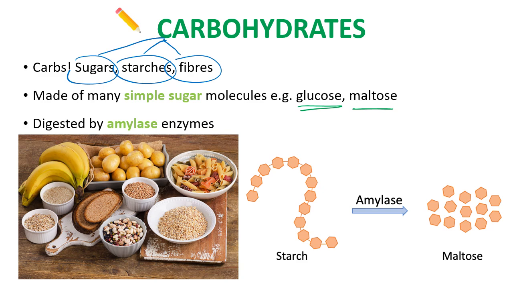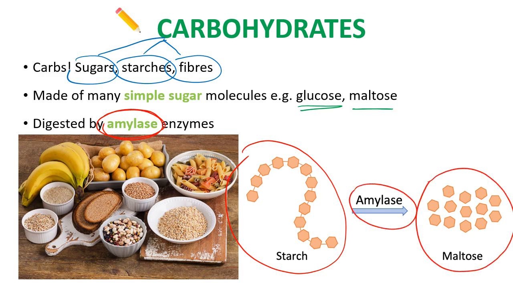And the enzymes that we make in our digestive system to break down carbohydrates are called amylases. So here's one example here. To break down starch, we can use an enzyme called amylase, and it breaks it down into tiny little maltose individual molecules. And that's the process of digestion for these particular molecules.